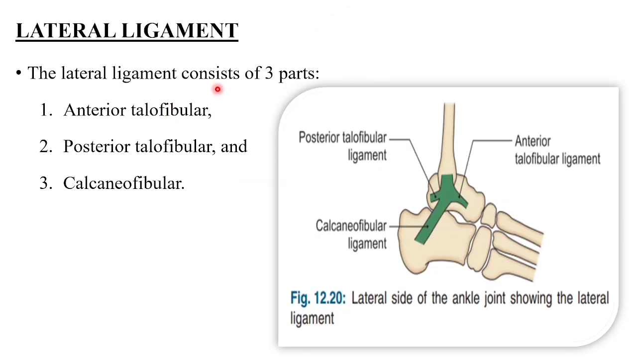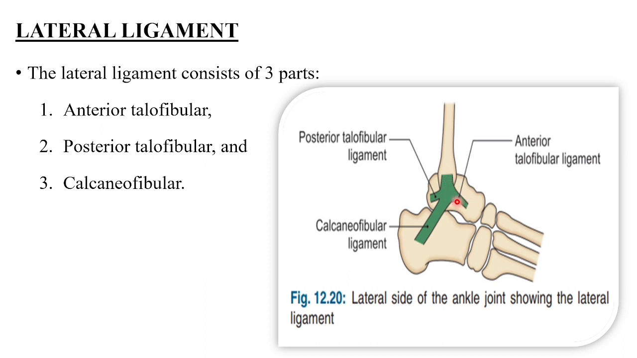So coming to the lateral ligament, that is your lateral collateral ligament, this also consists of 3 parts, that is your anterior talofibular ligament, posterior talofibular ligament, and the calcaneofibular ligament. Coming to the anterior talofibular ligament, this is a weak flat band which extends forward and medially from the anterior margin of the lateral malleolus to the neck of talus, just in front of the fibular facet.